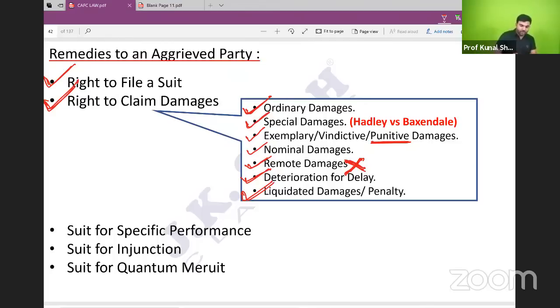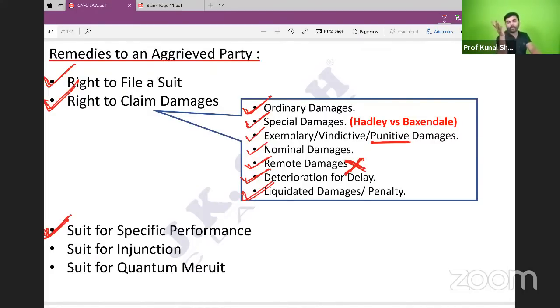Next, suit for specific performance. Yes, the aggrieved party also has a right to demand specific performance. The aggrieved party will go to the court and ask the court to pass an order that the defaulting party be made to perform the contract as it was specified inside the contract. I made a contract with Karthik that I'm going to sell him an antique car.